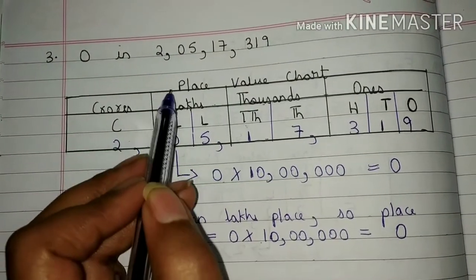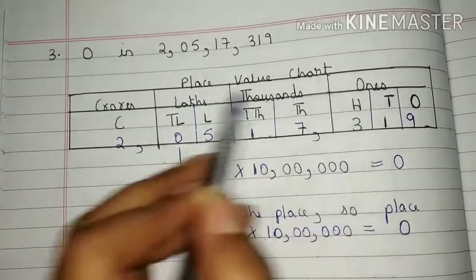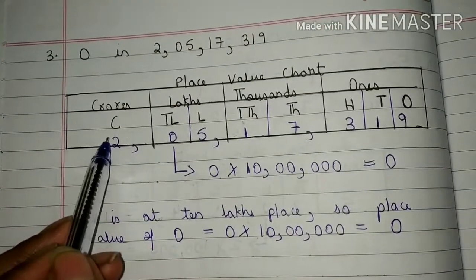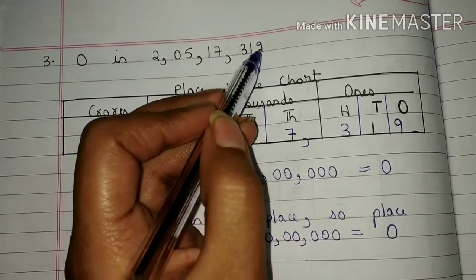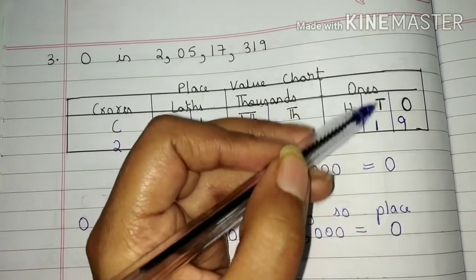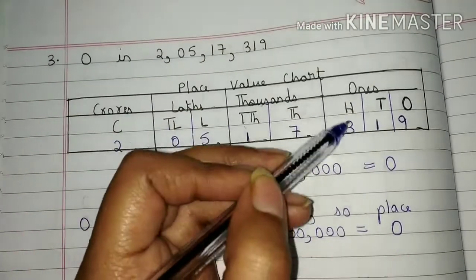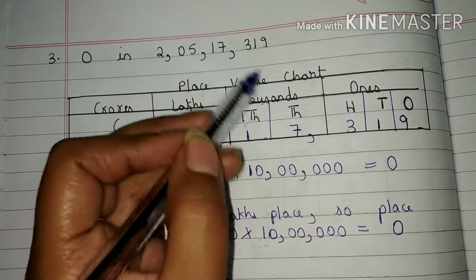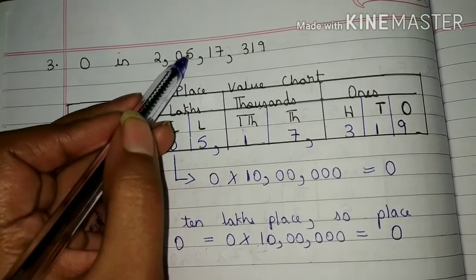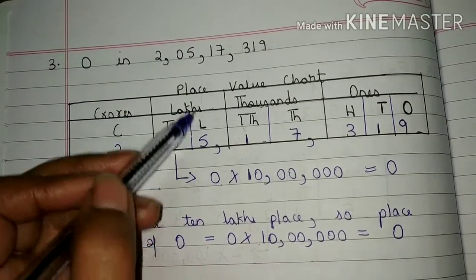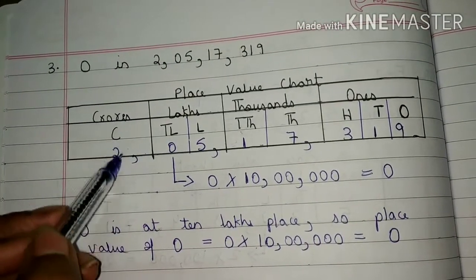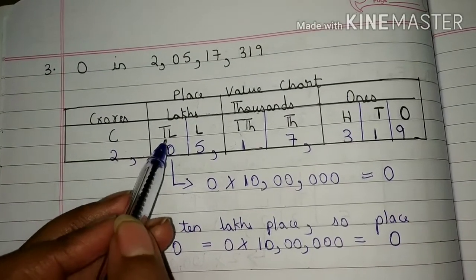Students, first of all, you will draw place value chart like this, and then you will arrange these numbers in the place value chart. So you will write 9 at ones place, 1 at tens place, 3 at hundreds place, 7 at thousands place, 1 at 10,000s place, 5 at lakh place, 0 at 10 lakh place, 2 at crore place. Now students, look here.